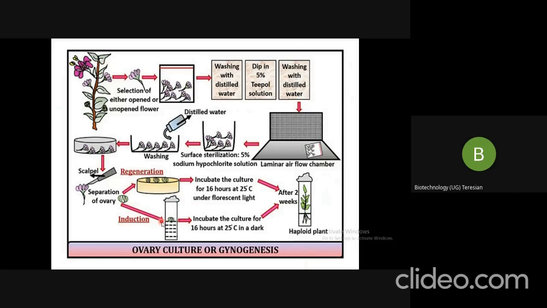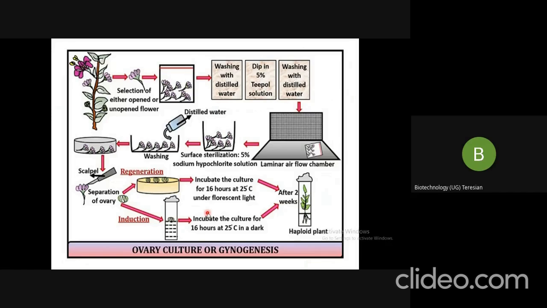For ovary regeneration, keep the culture plate in a daylight regime using a fluorescent lamp. You have to keep them under the fluorescent lamp at a lux of 2000. Place the culture tubes in the dark for the induction process.